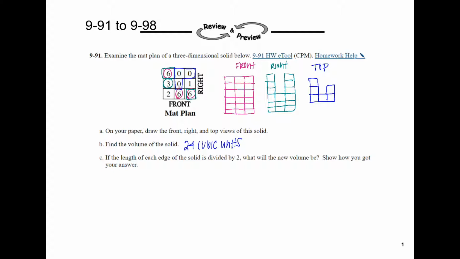So if we divide by 2, and we're talking volume, we want to cube that. So we have the volume of the new solid must be 1/8 the original. So the reduced volume must be 3 cubic units.